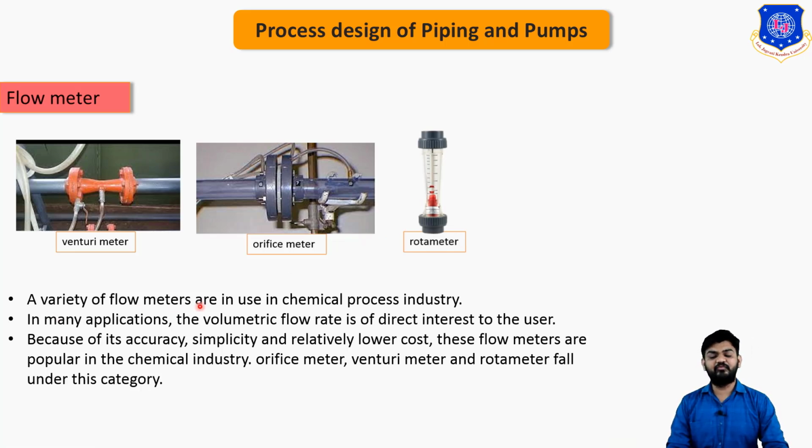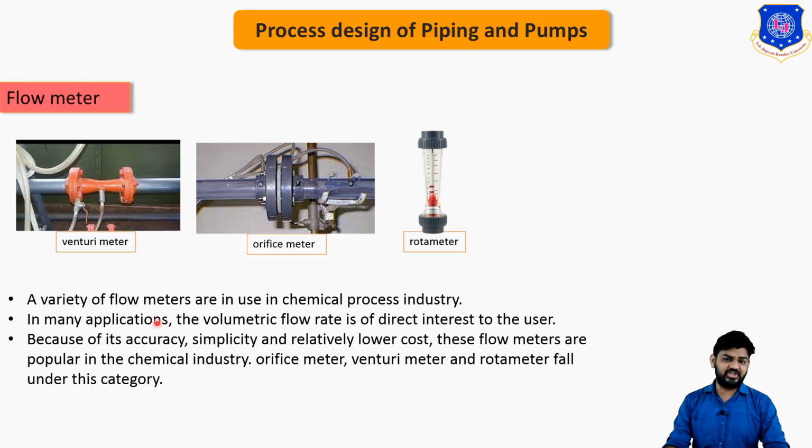So a variety of flow meters are being used in the chemical industry, right? There are different flow meters apart from only these three, right? There are pitot tubes and several other volumetric flow rate devices that are being used to measure the flow through the piping system.